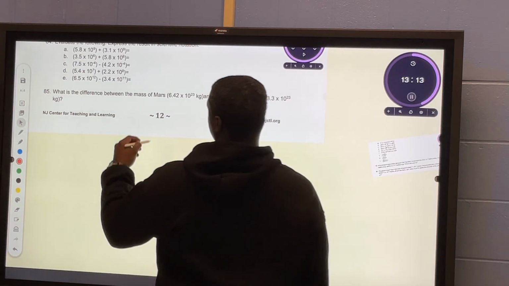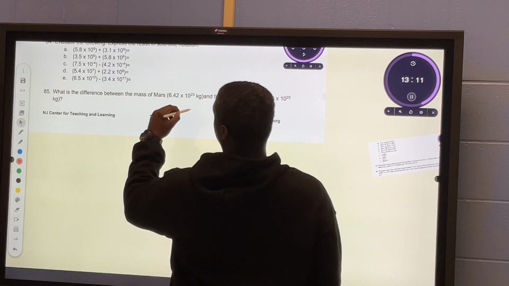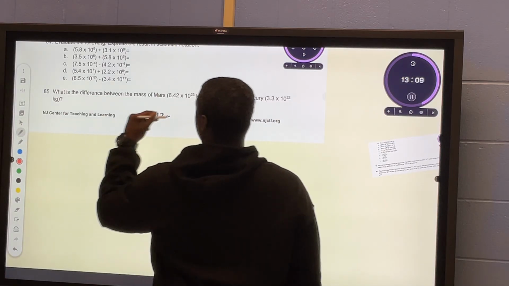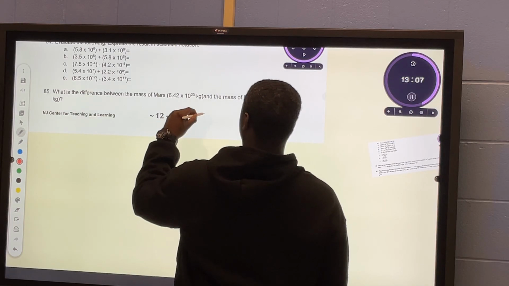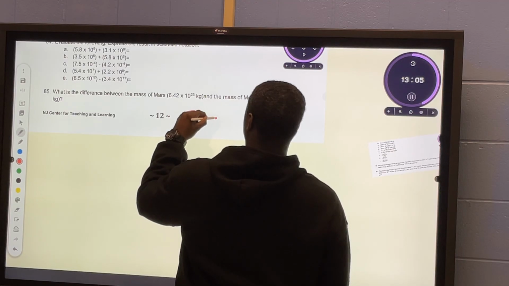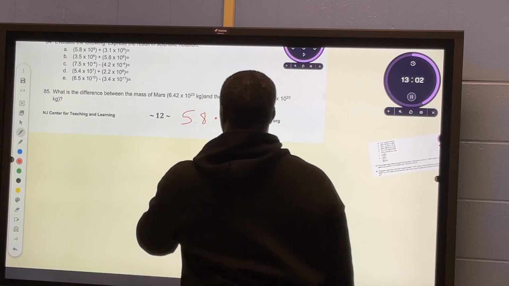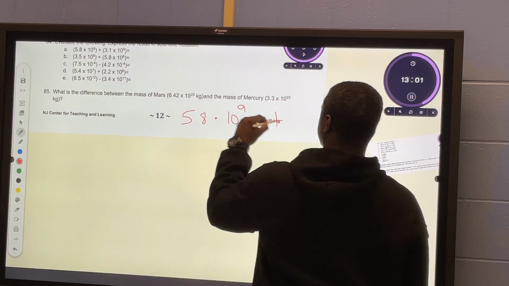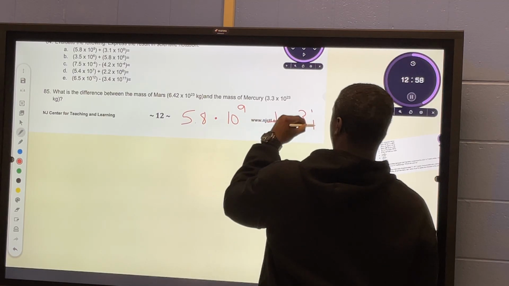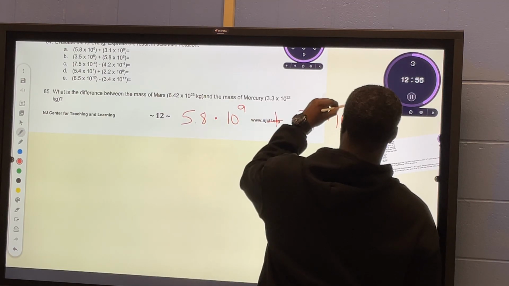So we had 5 times 10 to the 9th plus 3.1 times 10 to the 9th.